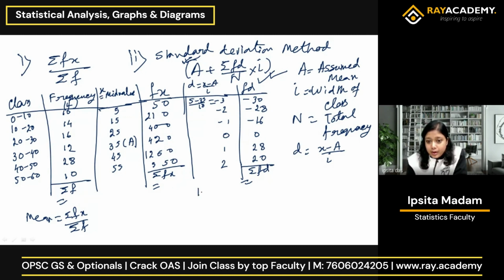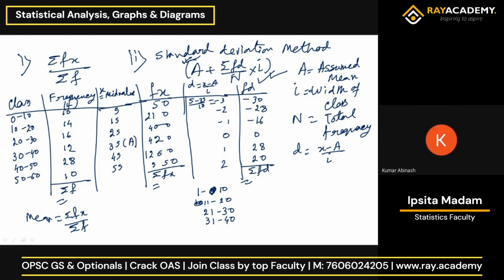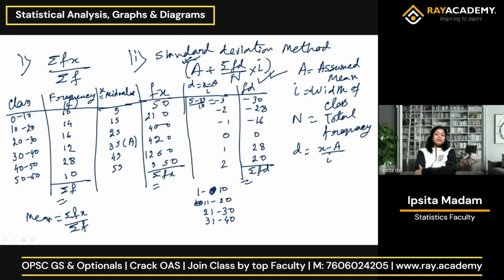Suppose you have 1 to 10, 11 to 20, 21 to 30, 31 to 40. This is the discrete class. So according to the discrete class, what is the class size? 9, ma'am. But you cannot follow the discrete class. You must convert to continuous. Mandatory.